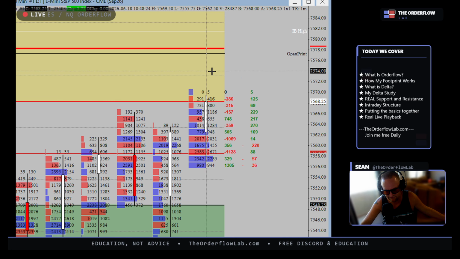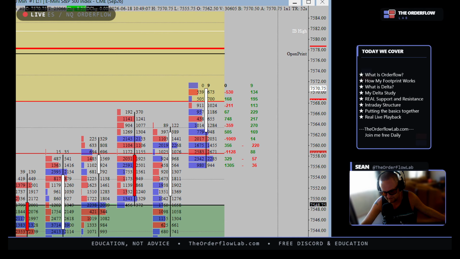So now it's sniffing around here above my 68. Weak bid. They need to keep bidding here. 11. But there's good, strong side-by-side delta. So this thing can continue. See how they found 500 more contracts. So there's really strong directional buying going on here.